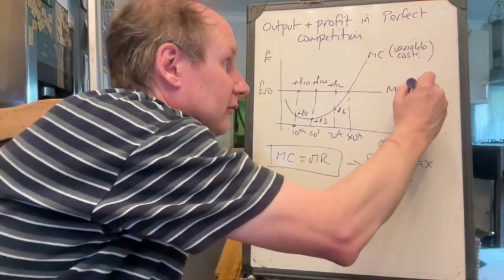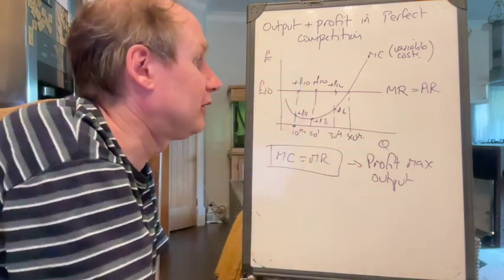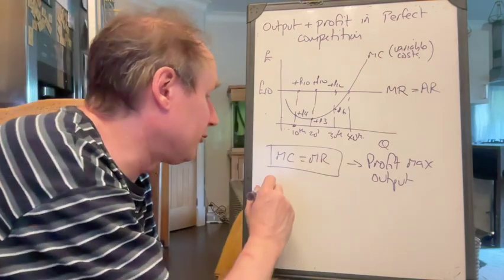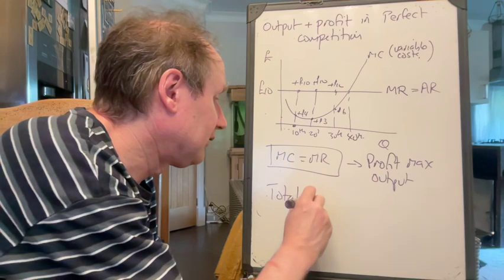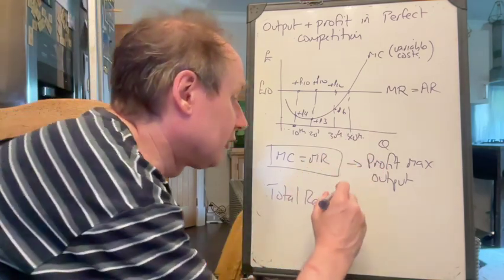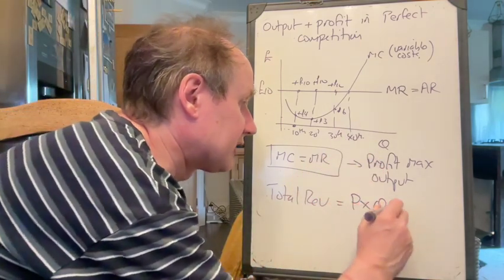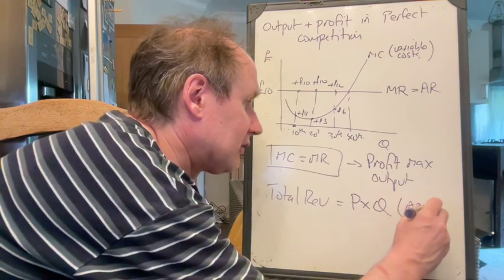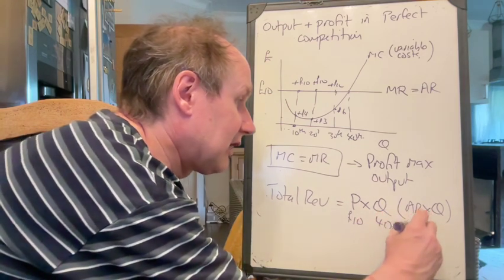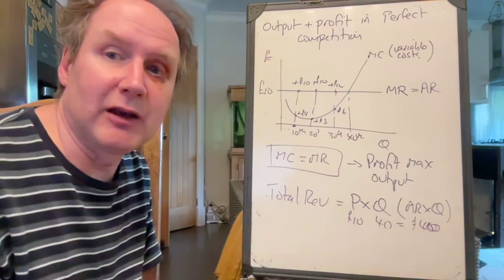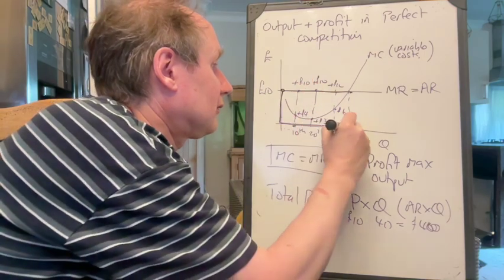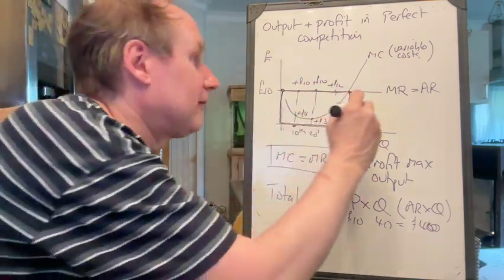Currently, we also know that the price that the firm charges, its average revenue, is £10, and it's selling 40 units. So we can work out the firm's total revenue. And we know that profit is going to be total revenue minus total cost. Total revenue is price times quantity, which is the same as average revenue times quantity. In this case, the price is 10 and quantity is 40, so it's going to have a total revenue of 400 quid, which is 10 times 40. That is the firm's total revenue.